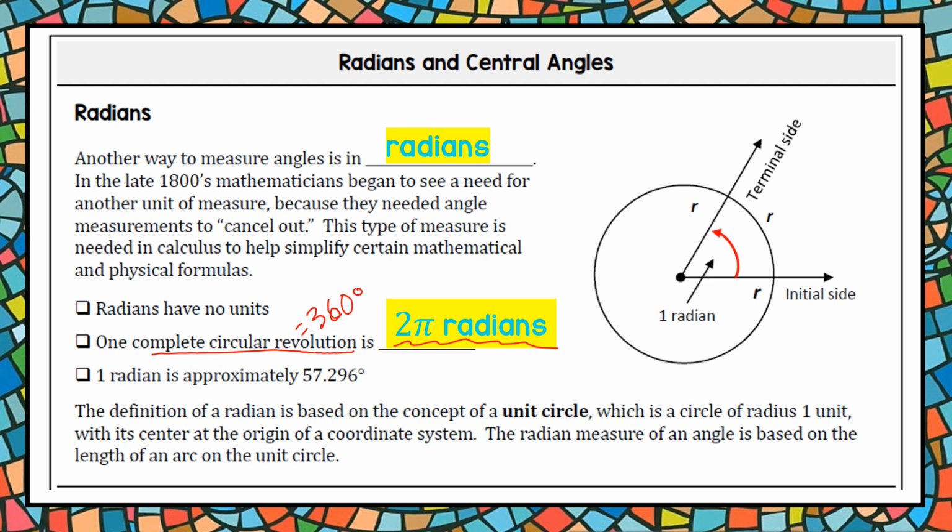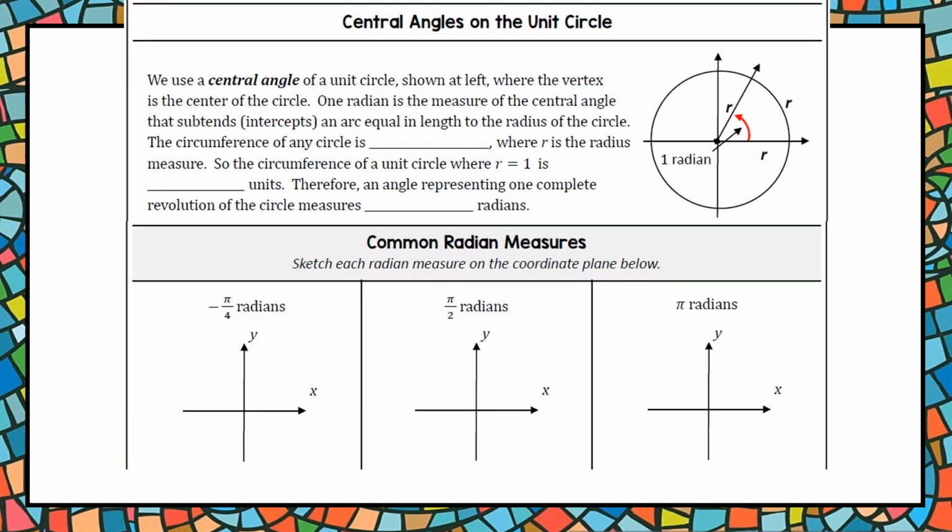Not super important here, but 1 radian is approximately 57.296 degrees. This idea of the radian is based on the concept of the unit circle, and we're going to spend a lot of time talking about this year. A unit circle is just a circle whose radius is 1 unit with its center at the origin of the coordinate system. The radian measure of an angle is based on the length of the arc of the unit circle. We're going to spend more time talking about lengths of arcs later on, but here's your first introduction to the unit circle.